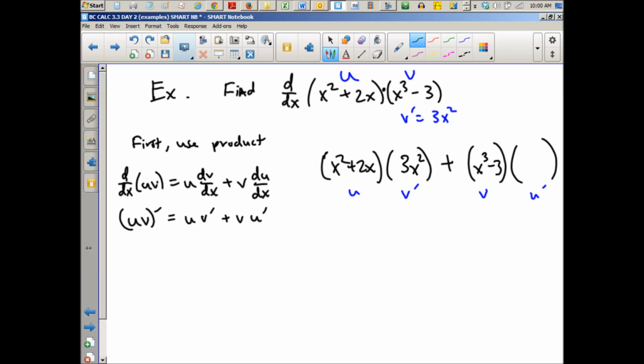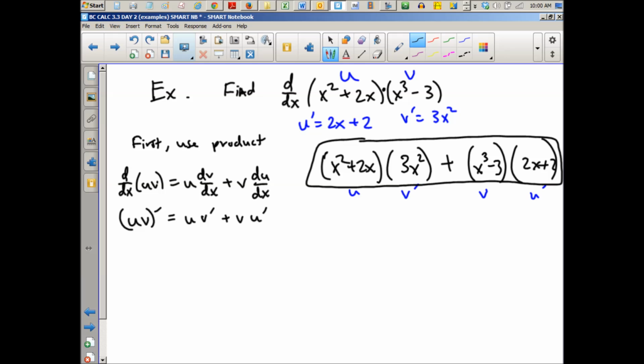And then next to our v, we have u prime. So u prime is 2x, that's the derivative of x squared, plus 2, that's the derivative of 2x. Okay, so this becomes 2x plus 2 right here. And you're welcome to just leave your answer like this or FOIL it all together.